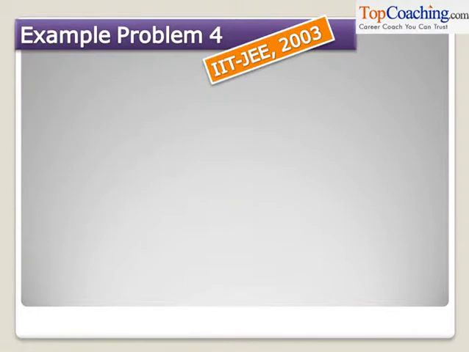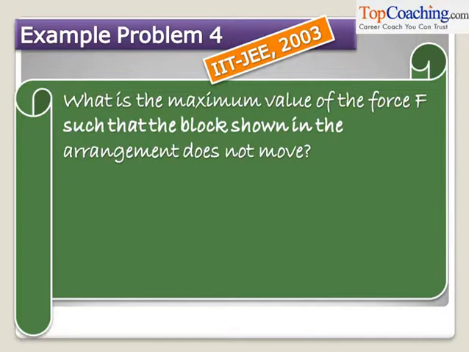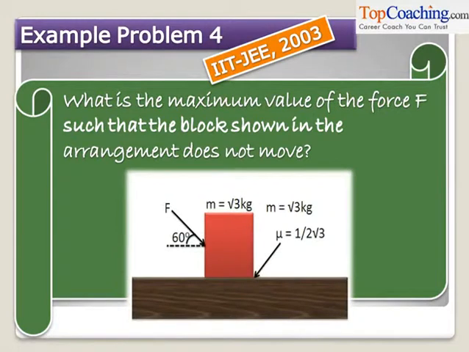Here's yet another problem. This one was asked in IIT JEE 2003. What is the maximum value of the force F such that the block shown in the arrangement does not move? You can see that there is this floor here made of wood. There is a red block placed on the floor. The coefficient of friction between the red block and the floor is 1 by 2 root 3. A force capital F acts at an angle 60 degrees with the horizontal and tends to move the block towards the right. The mass of the block is root 3 kg. We have to find the maximum value of the force F for which the block does not move.